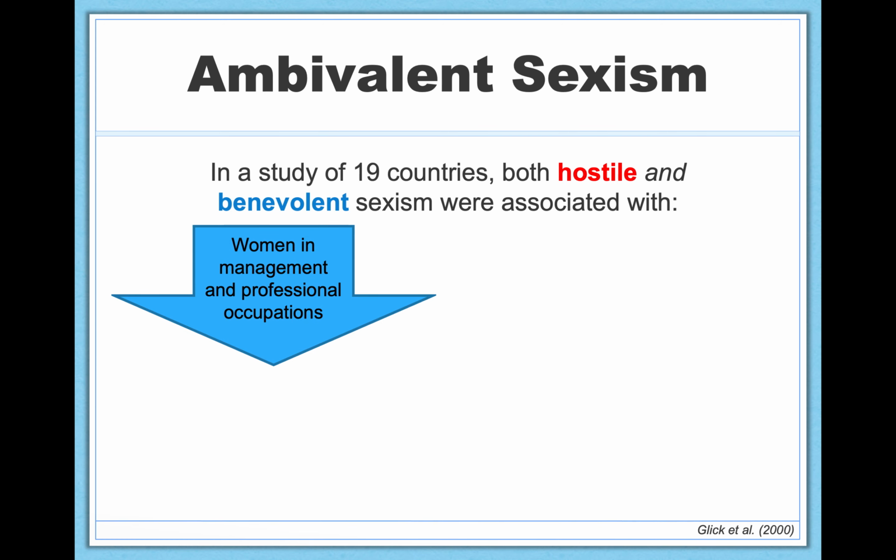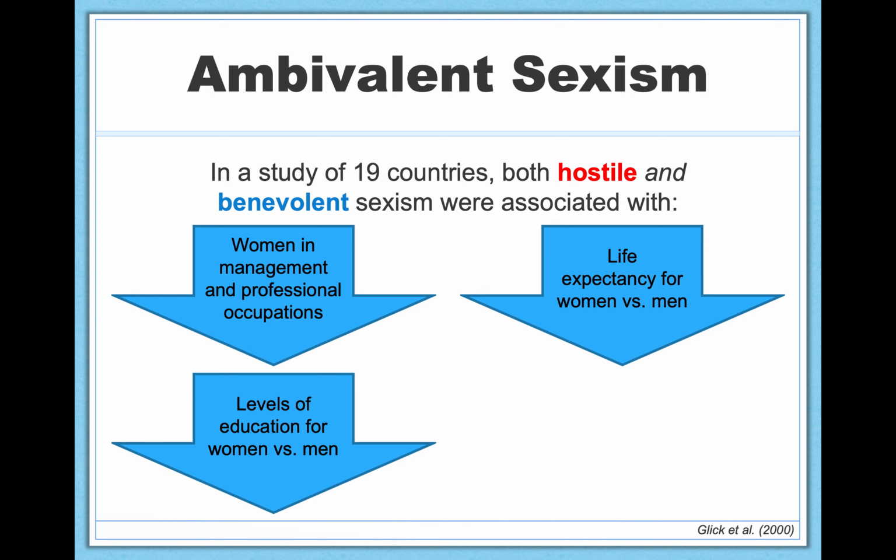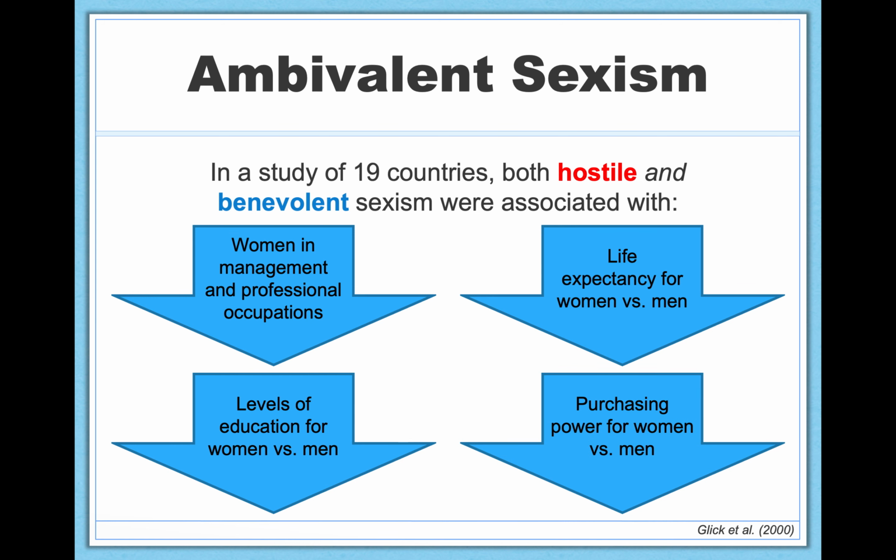For example, lower percentages of women in management and professional occupations, lower life expectancy for women compared to men, lower levels of education for women compared to men, and finally lower purchasing power for women compared to men, meaning the men in these societies tended to hold most of the financial responsibility in the household.